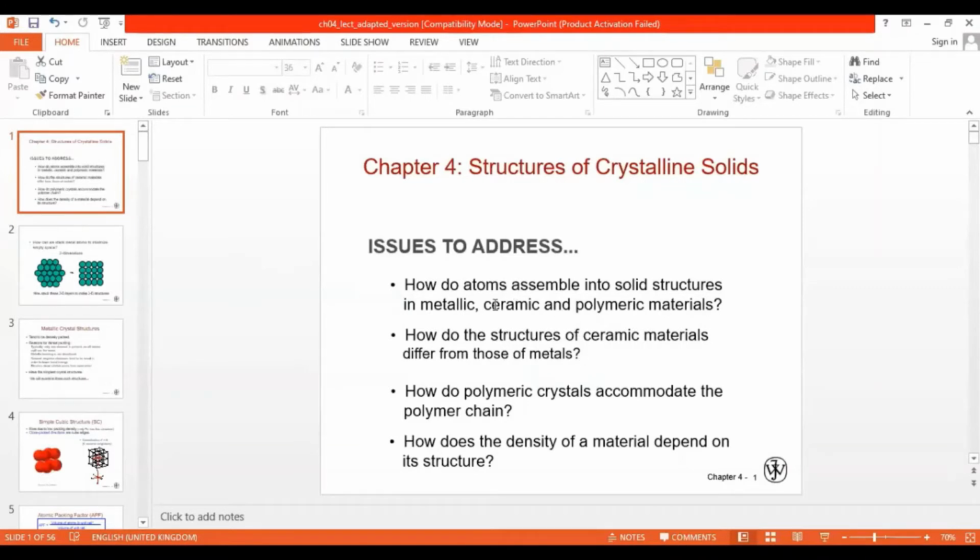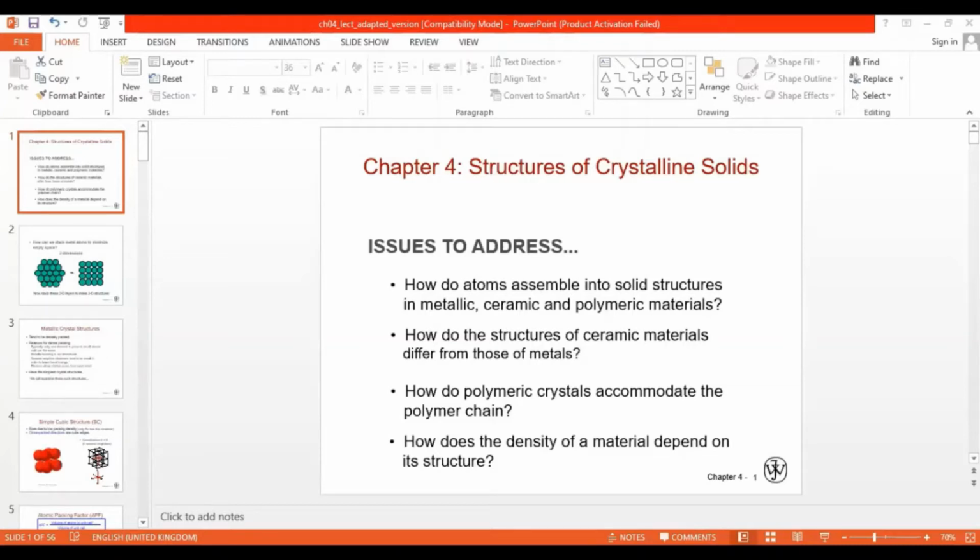Due to these arrangements of atoms, how do the structures and properties differ from one material to another, maybe from ceramic to metal, metal to polymer, something like that? How do polymeric crystals accommodate the polymer chain? You know, polymers are a chain. They are not a monomer, they are polymers. So that is many monomers joined to have a polymer, right?